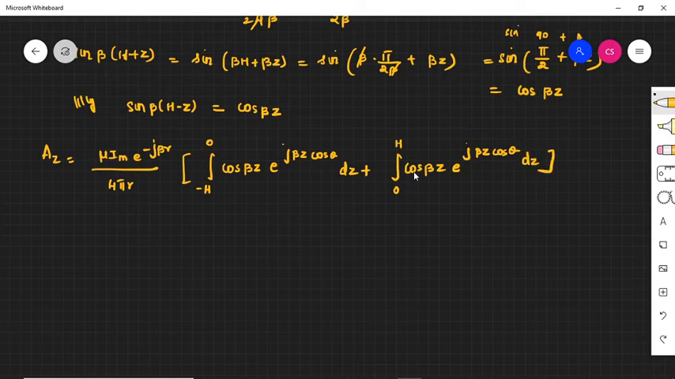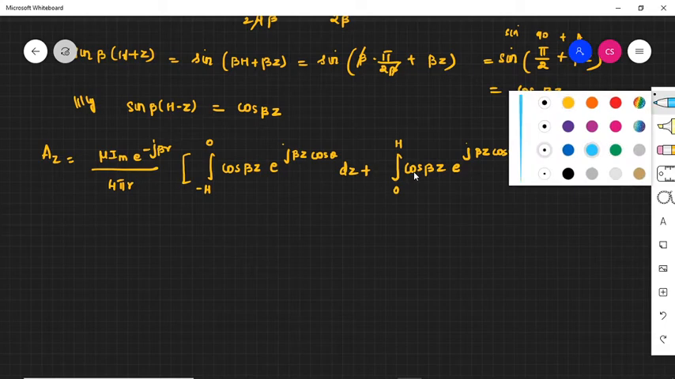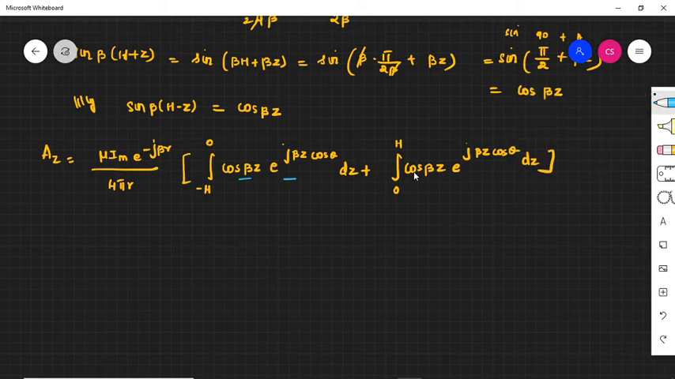Now if you see, the terms inside the integration are similar. I mean that if you see this term, cos beta z e power j beta z cos theta dz, this is also cos beta z e power j beta z cos theta dz. But the only difference is the limits of the integration.